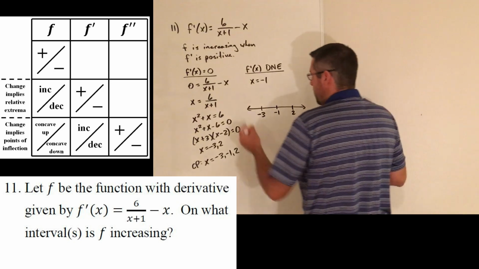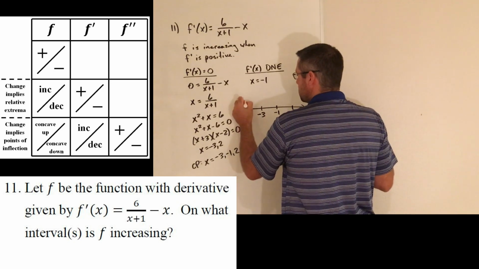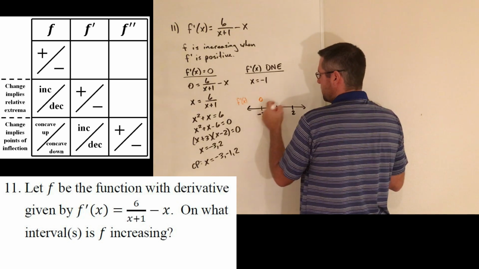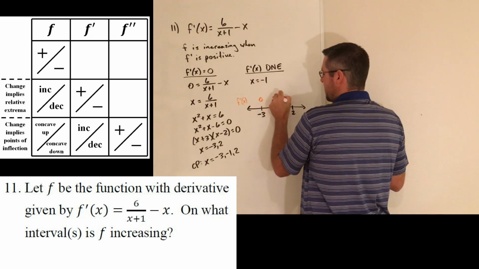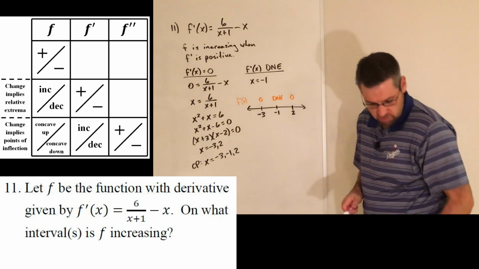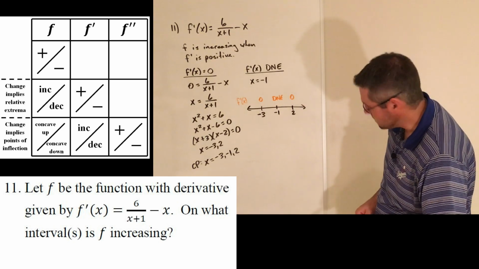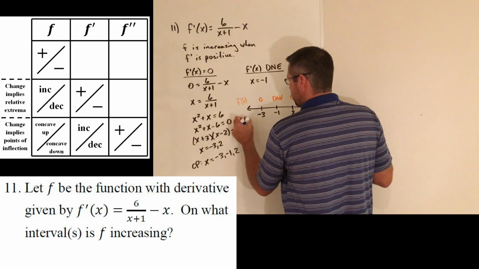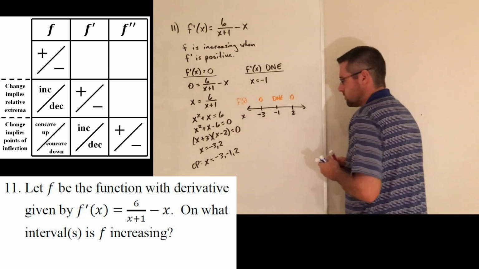And for f prime of x, we have a 0 at x equals negative 3. We have a does not exist at x equals negative 1. And we have a 0 at 2. So it's going to be our job to figure out the signs of the derivative within each of those intervals.